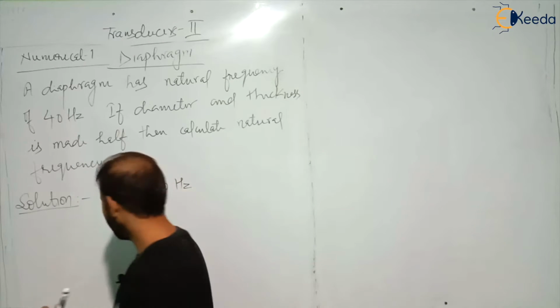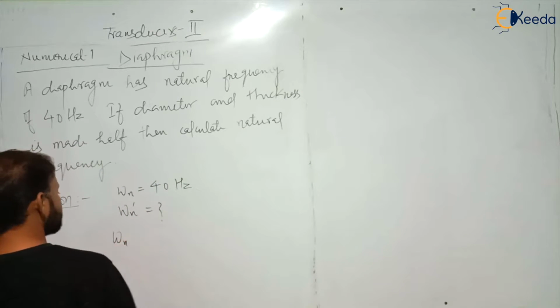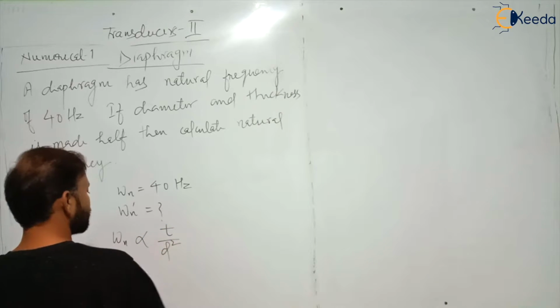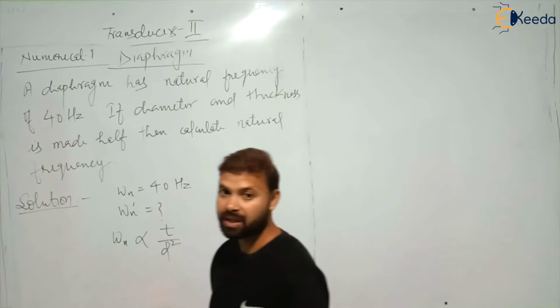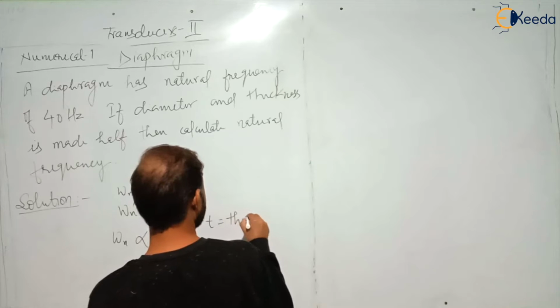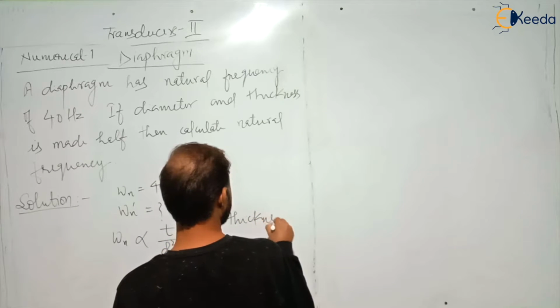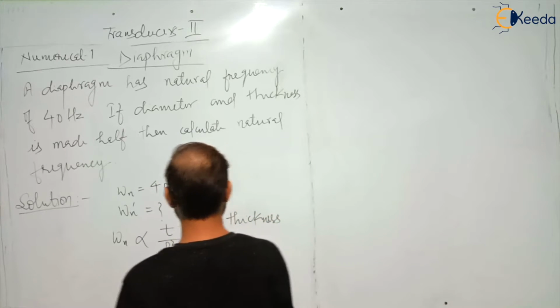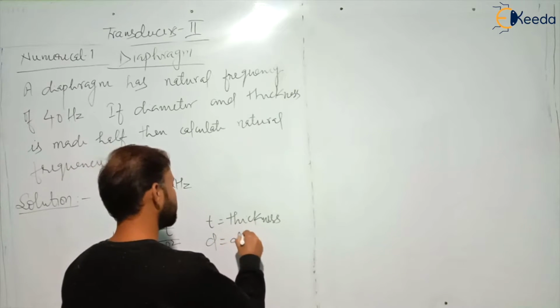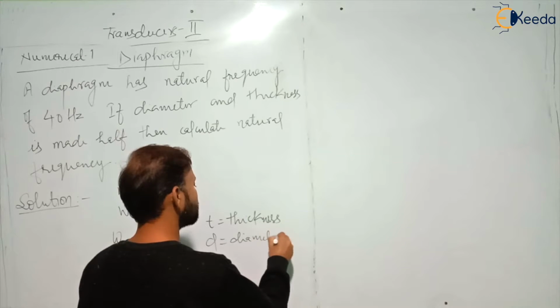So, we know that omega n, the natural frequency, is directly proportional to T by D square, where T is thickness and D is the diameter of the diaphragm. Right?